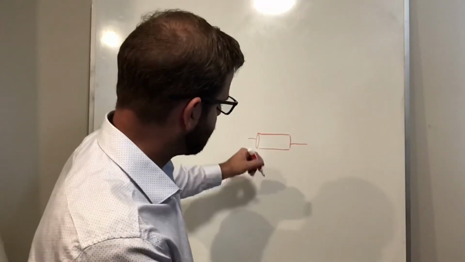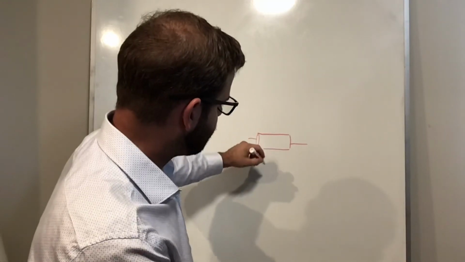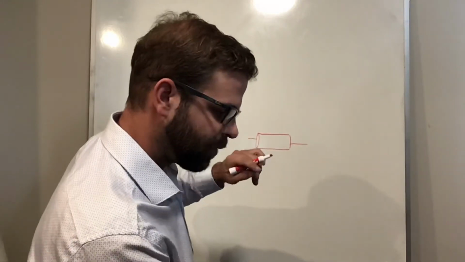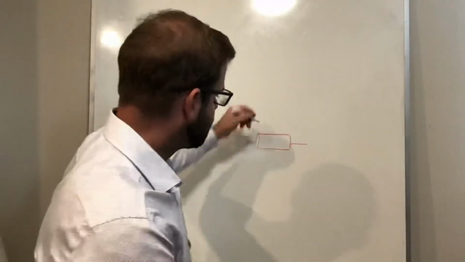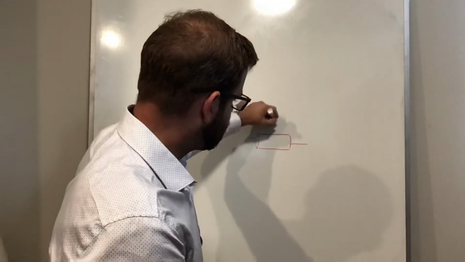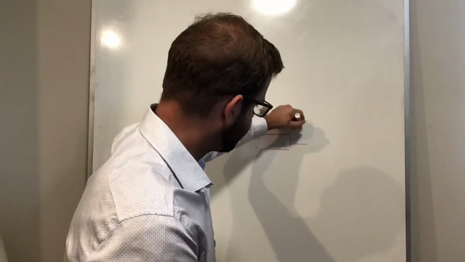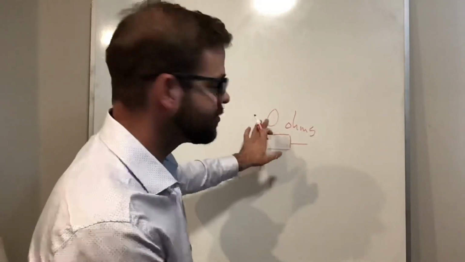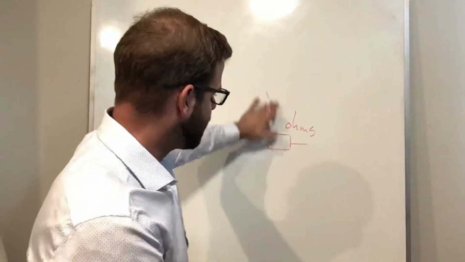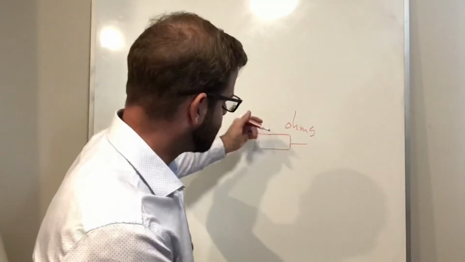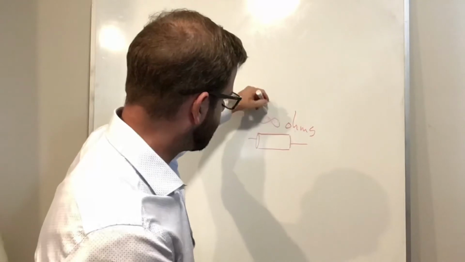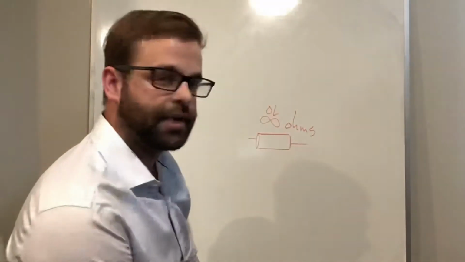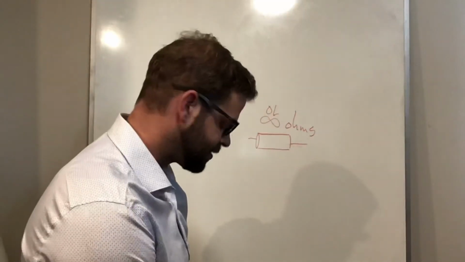So this is your fuse. When you're ohming out a fuse, if a fuse is good, a good fuse is going to read 0 ohms. Okay, a good fuse reads 0 ohms. A bad fuse, when you go to test it on your meter, is going to give you the infinite symbol, or OL. So infinite resistance. So something else to keep in mind.